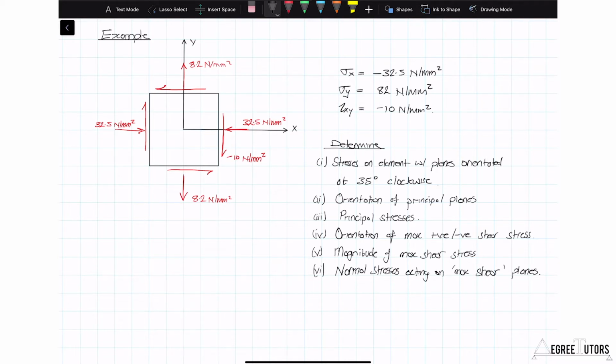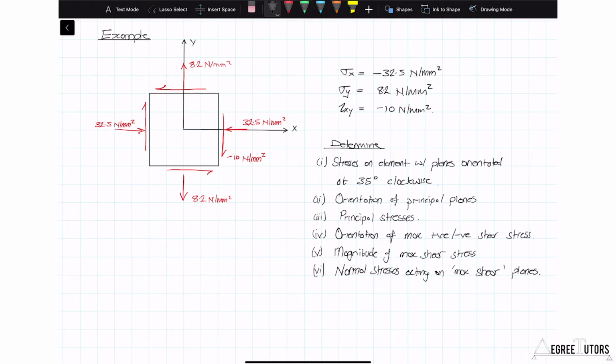So what have we got then? We have a horizontal stress, compressive stress of 32.5 newtons per millimeter squared, so that corresponds to sigma x. Sigma y corresponds to 8.2 newtons per millimeter squared in tension, and then the shear stress is indicated as a negative 10 newtons per millimeter squared.